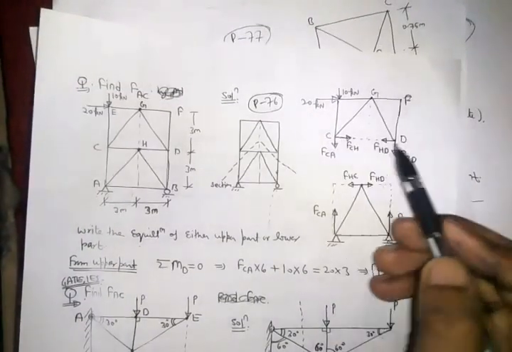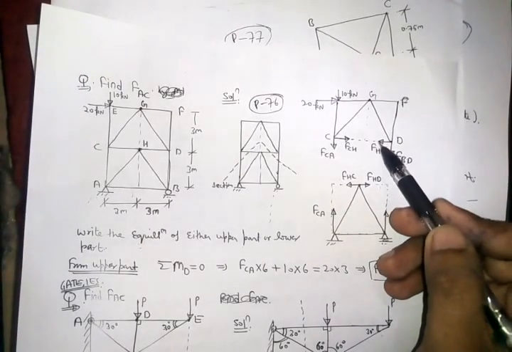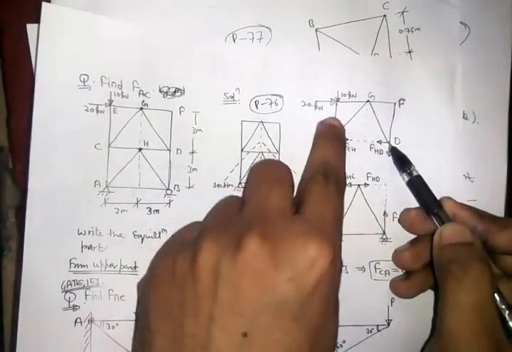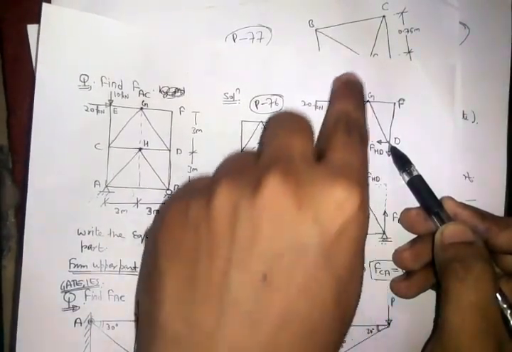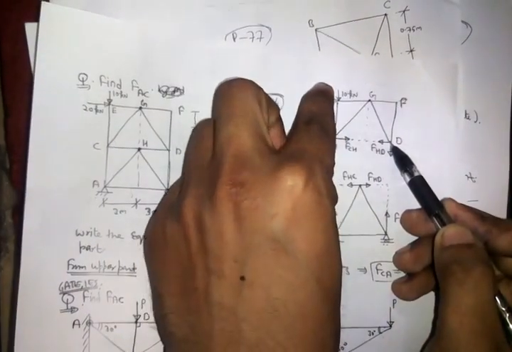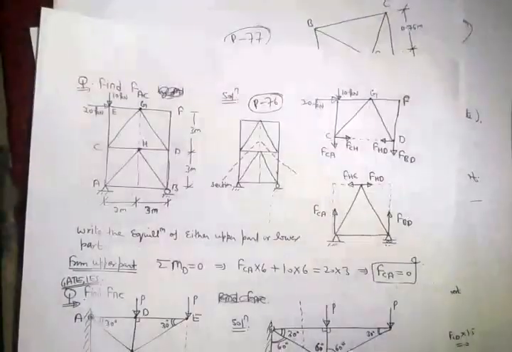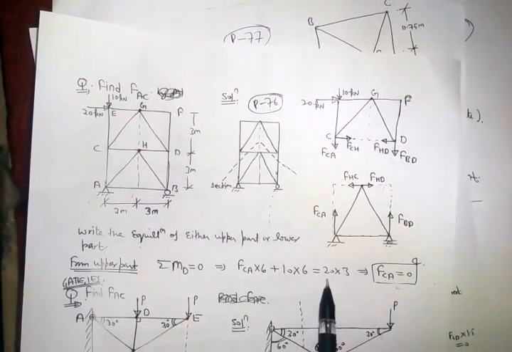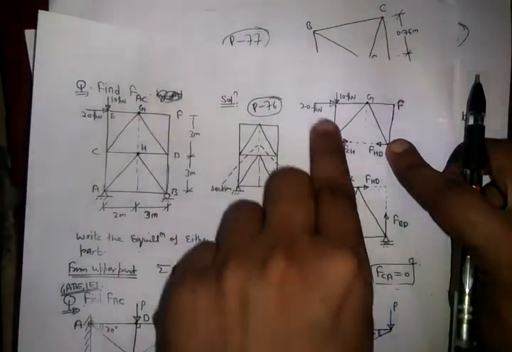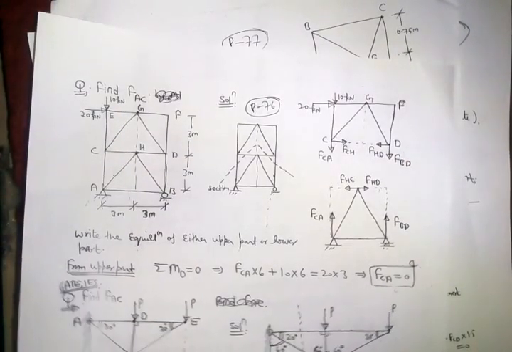So if I take moment of all forces about point D, the moment of this will be 0, this will be 0, this will be 0, and only 1, 2, 3 will be there. So FCA will rotate in this direction, 10 will rotate in this direction, 20 will rotate in this direction. So 20 into 3 equals 10 into 6 plus FCA into 6. So this is FCA into 6 plus 10 into 6 equals 20 into 3, about this point. So this is the question.